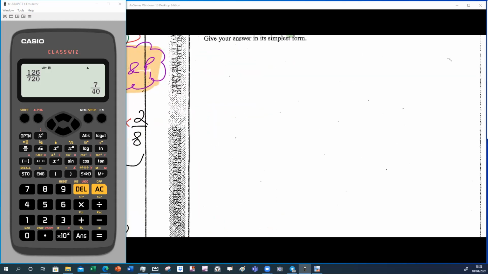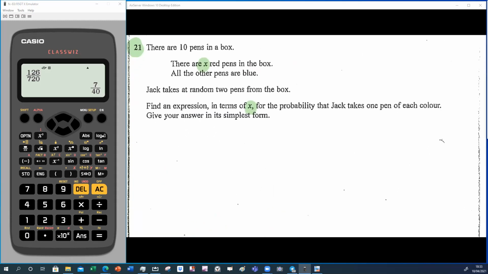Okay, here comes the fun question. Question number 21. Ismail, please join me on this question. There are 10 pens in a box. There are X red pens in the box. All the other pens are blue. Jack takes at random 2 pens from the box. Find an expression in terms of X for the probability that Jack takes 1 pen of each color. Give your answer in its simplest form.